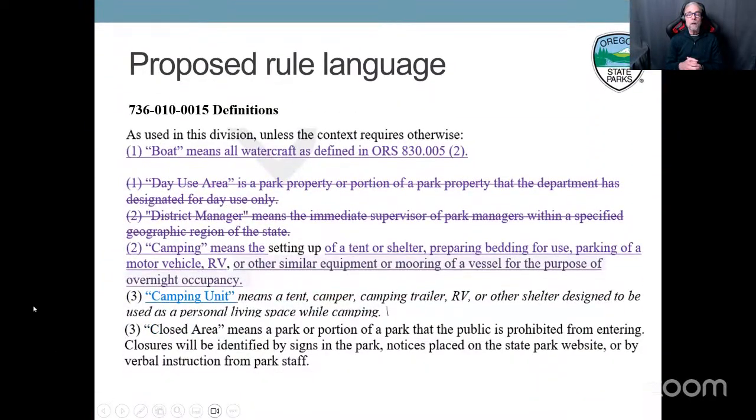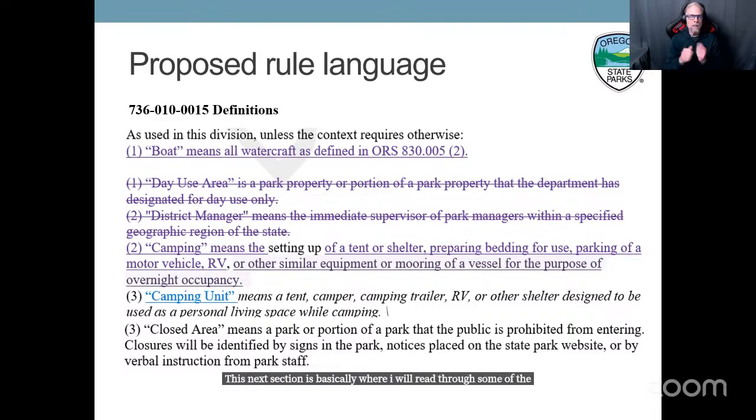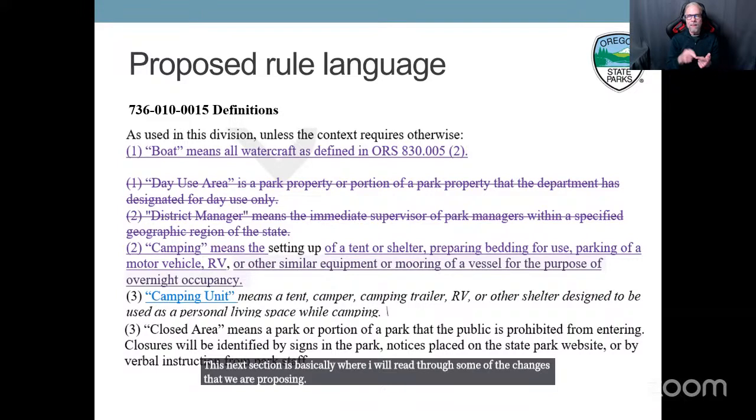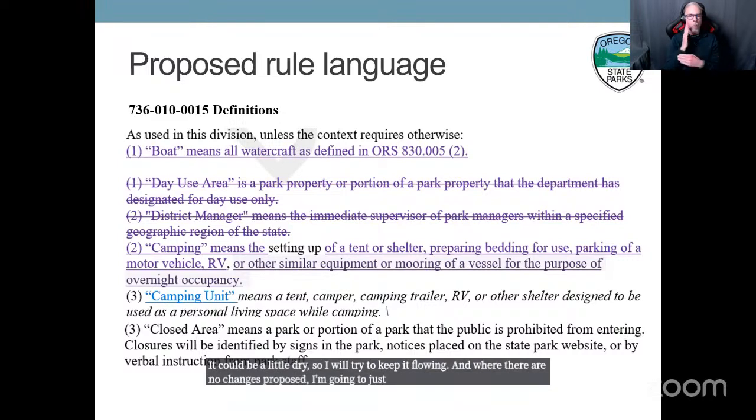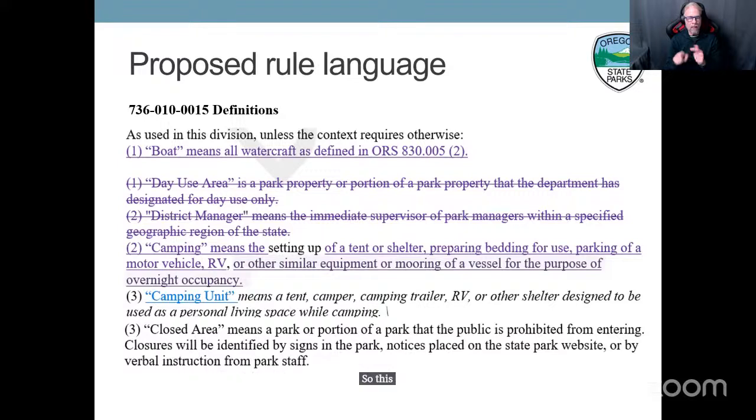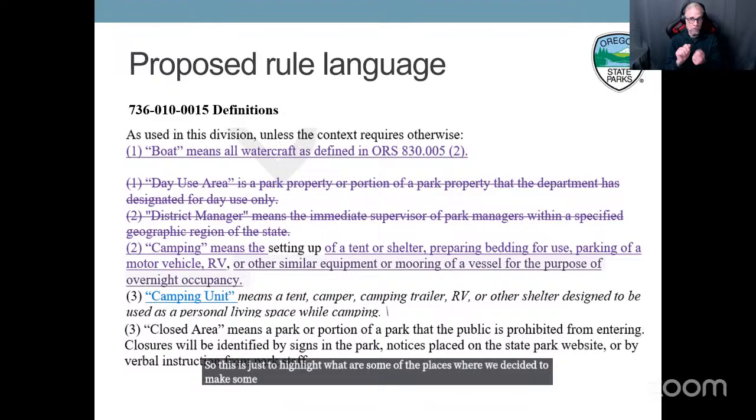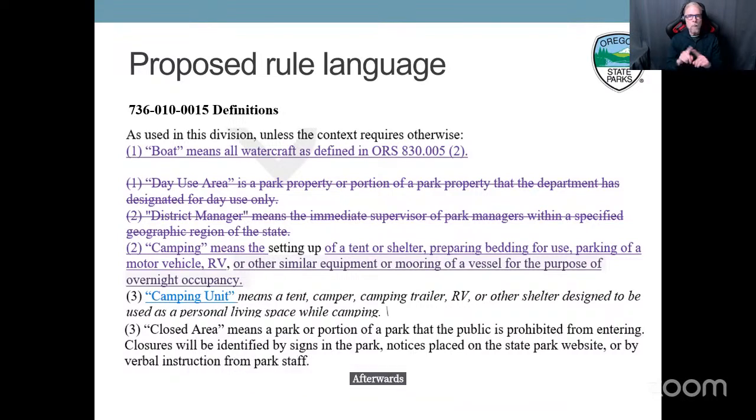This next section is basically where I will read through some of the changes that we are proposing. This is just going to be me reading this section aloud. It could be a little dry, so I will try to keep it flowing. Where there are no changes proposed, I'm going to just skip through that. This is just to highlight some of the places where we decided to make some changes. If you have any comments about that, you're welcome to provide a public comment afterwards. But right now it's just going to be me reading this aloud.